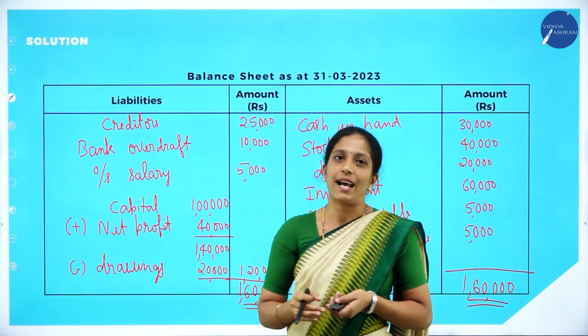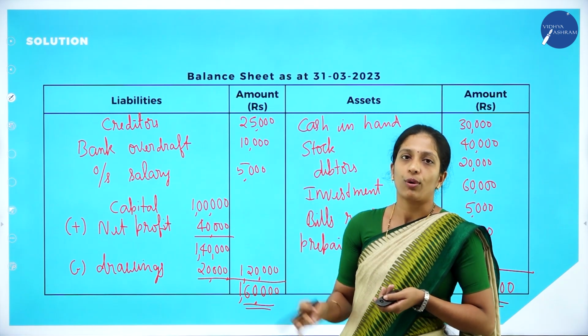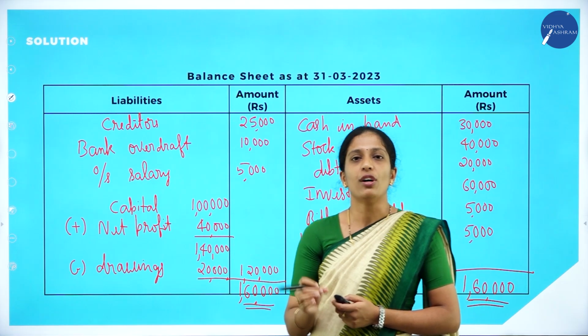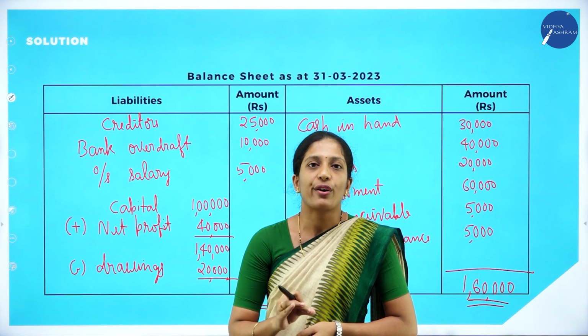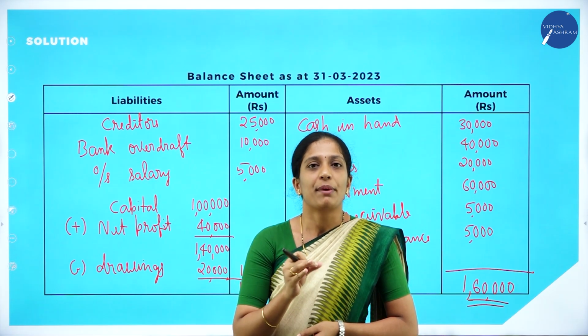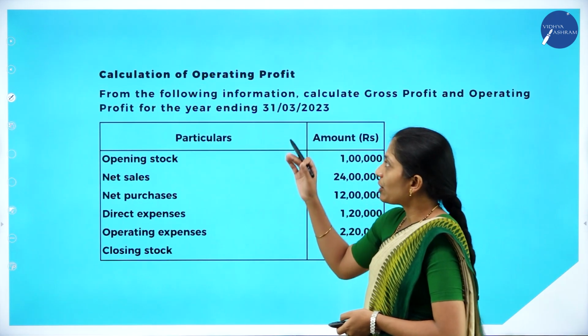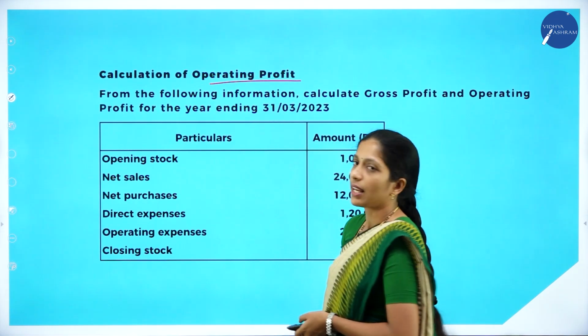Assets is equal to liability plus capital. So the total of liability side should be equal to total of asset side. So we are done with the balance sheet. So hope you know balance sheet is not an account. It is a statement, which is prepared in order to know the financial position by taking all the assets and liabilities of the business. Now we shall continue with the next calculation of operating profit.